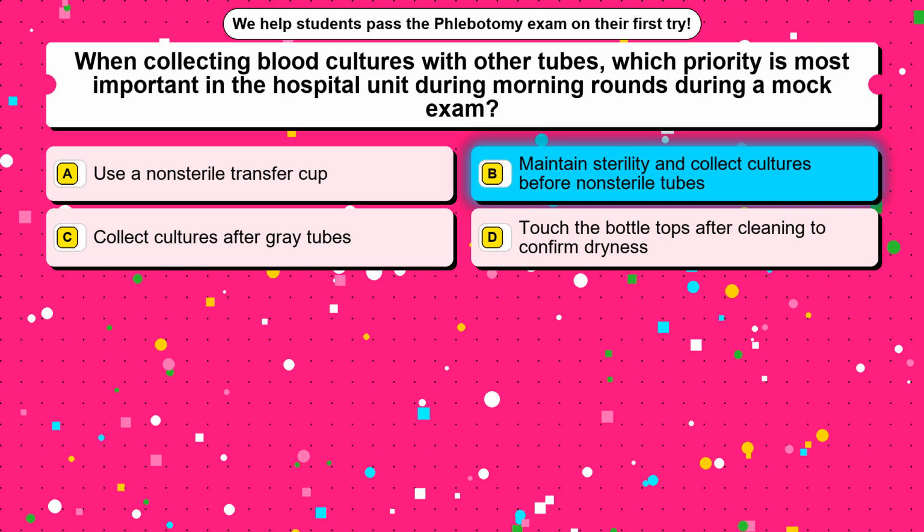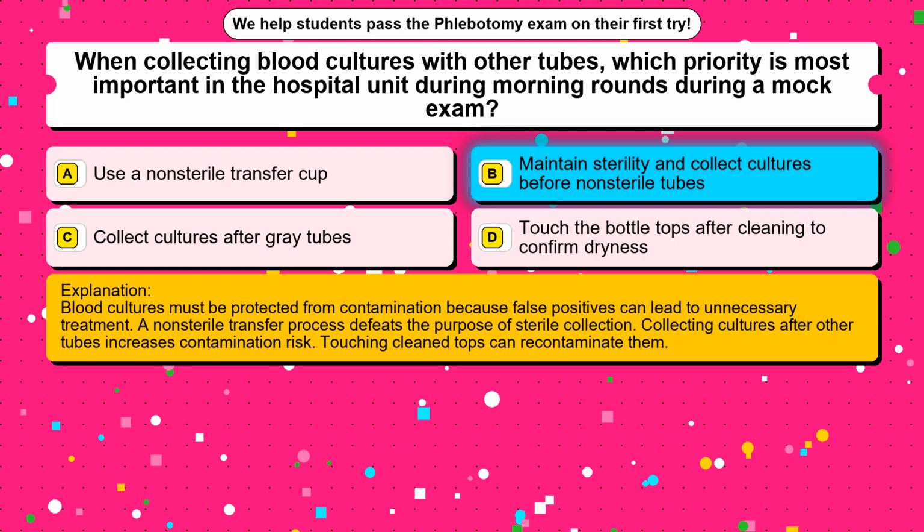The correct answer is option B. Maintain sterility and collect cultures before non-sterile tubes. Blood cultures must be protected from contamination because false positives can lead to unnecessary treatment. A non-sterile transfer process defeats the purpose of sterile collection. Collecting cultures after other tubes increases contamination risk. Touching clean tops can recontaminate them.